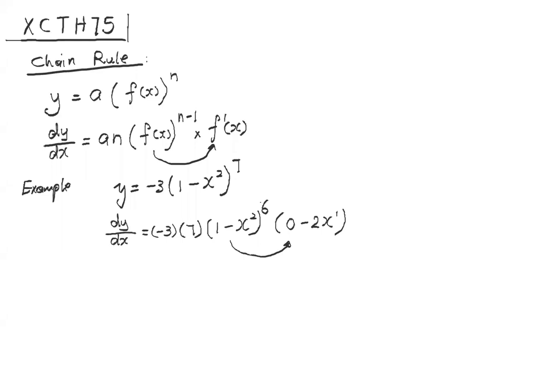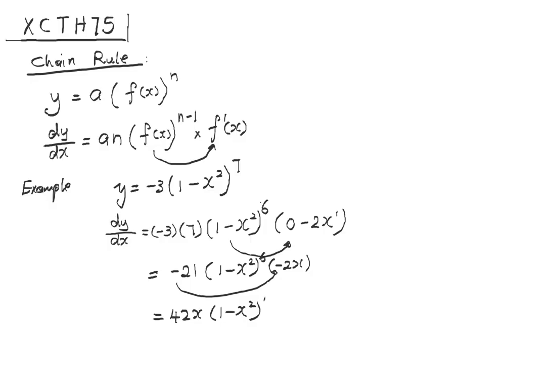Okay, so next time, if you know how to do it fast, you can just put there 21, (1 minus x squared) to the power of 6 times -2x. And here I can simplify this further to become 42x times (1 minus x squared) to the power of 6. So this is what you call chain rule.